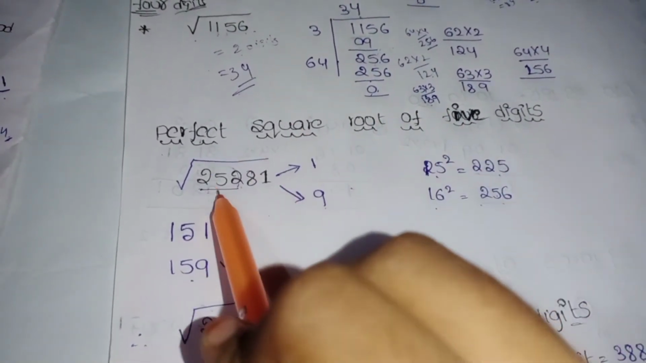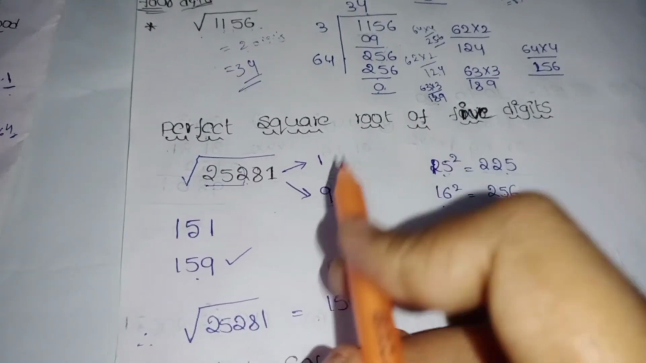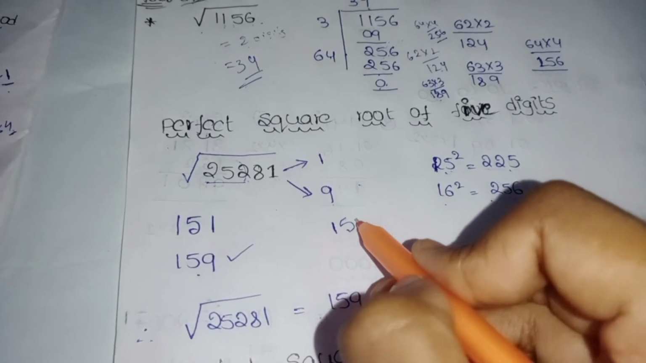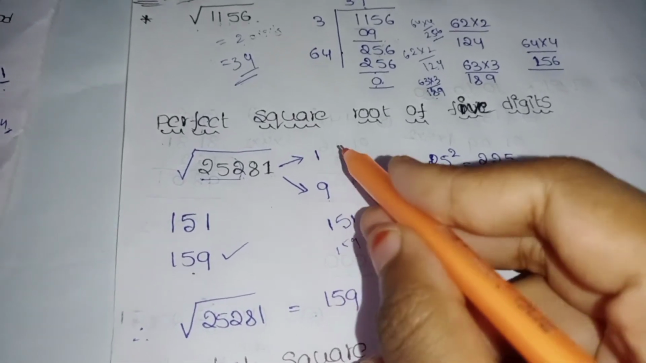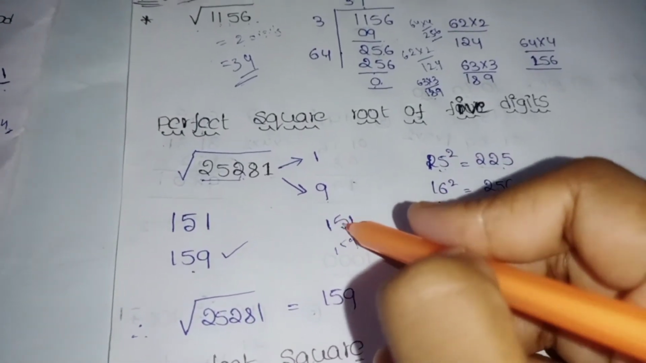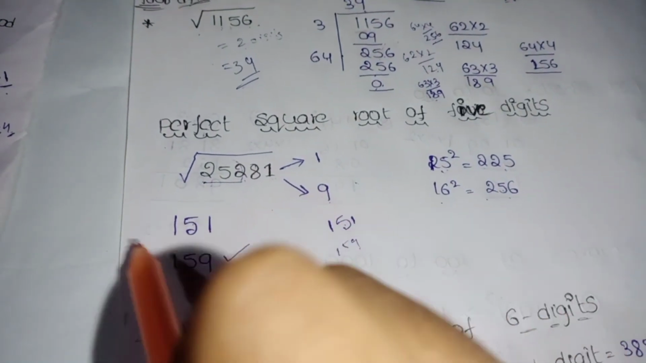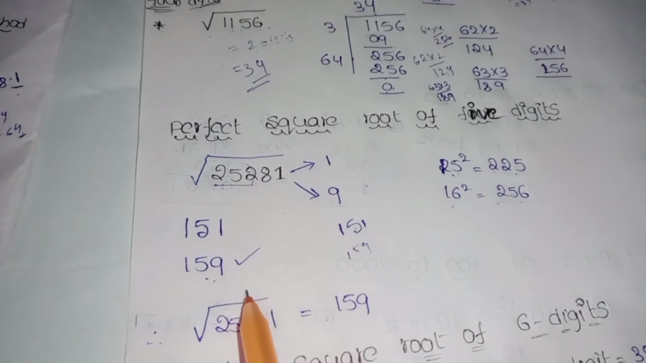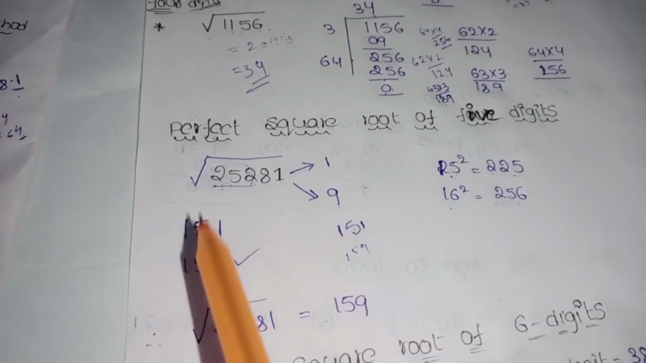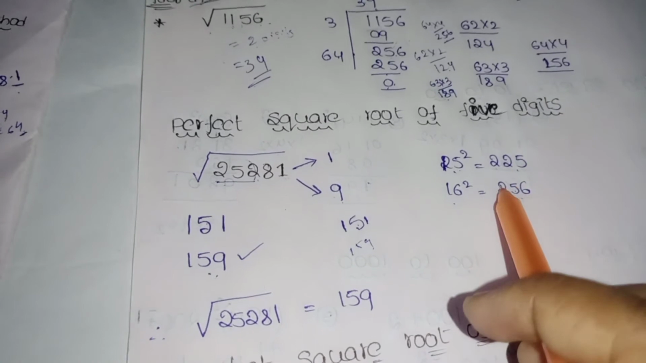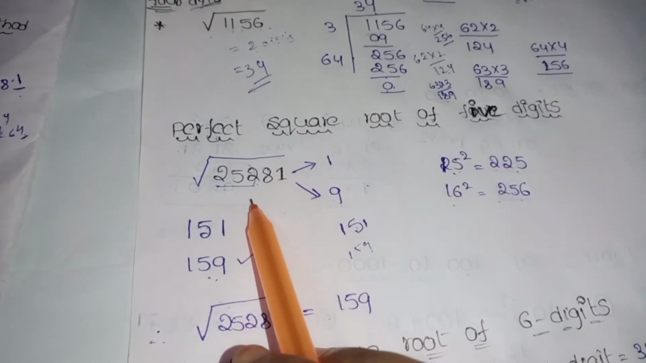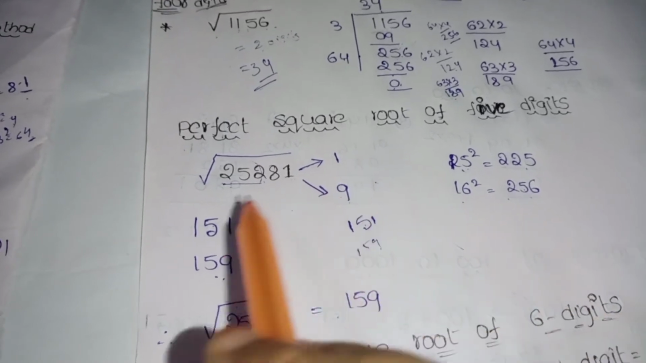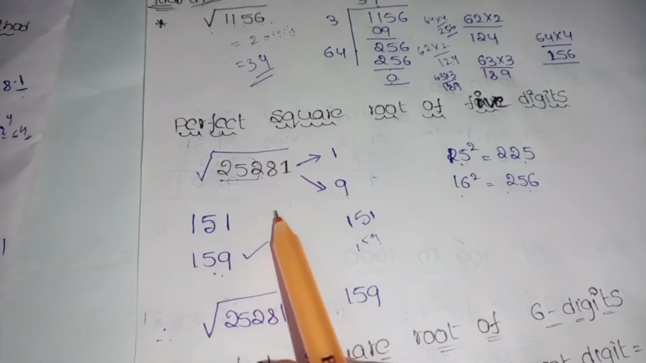225 is near to 252. So I am getting 15. So 1 5, and because I am having 2 unit digits now, that's why I am having 151 and 159, which is the answer for both. Here 225 is near to 252. 256 is near to 16. But which is so near?